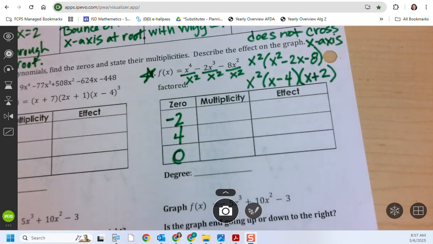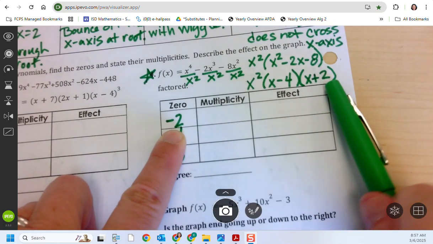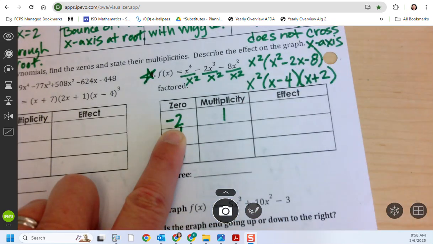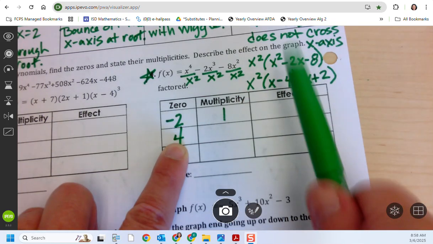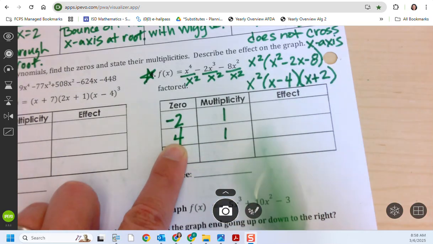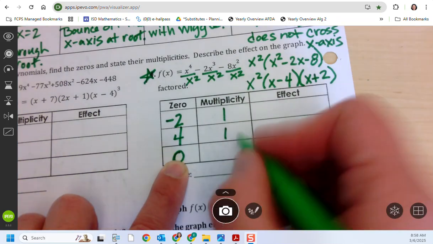Okay, so if I were graphing this function on the x-axis, I would mark negative 2, positive 4, and 0. But I need to know, does the graph go through those points, or does it bounce, or does it go through with a wiggle? So the first one, negative 2, that factor is to the first power, so its multiplicity is 1. The 4, that factor is to the first power, so its multiplicity is 1. And then the 0 is to the second power, so its multiplicity is 2.